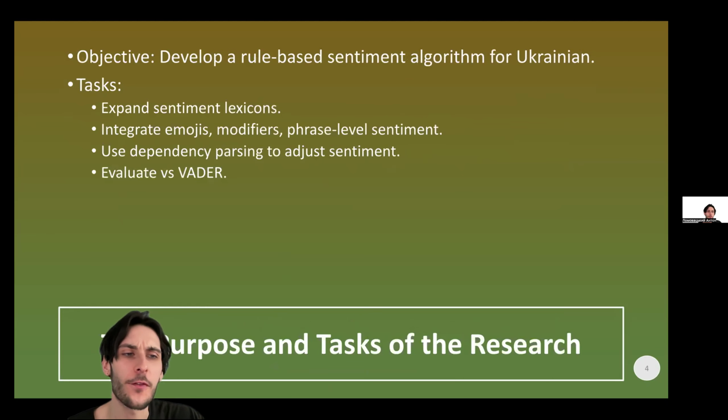The primary purpose of this research is to develop a sentiment analysis system specifically optimized for the Ukrainian language. This involves constructing a modular pipeline that integrates linguistic features, lexicons, and parsing strategies. Key tasks include building and refining a custom sentiment lexicon, including emotional polarity and part-of-speech data, incorporating emoji sentiment and contextual phrases, implementing a dependency parser to extract syntactic patterns, and conducting comparative experiments with Vader using real-world data.